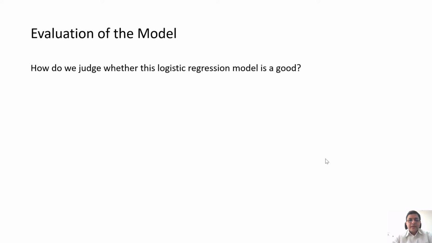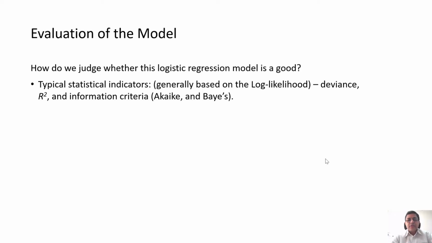There are very robust statistical methods that are used to evaluate the goodness of a model. How do we say that the logistic regression model is, quote unquote, good? As I said, there are statistical methods, generally based on the value of the log likelihood. You scan any statistics textbook and you will observe these statistical indicators. Deviance, which is -2 into LL, where LL is log likelihood.